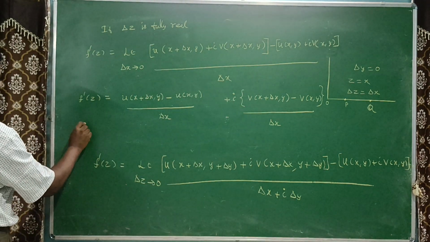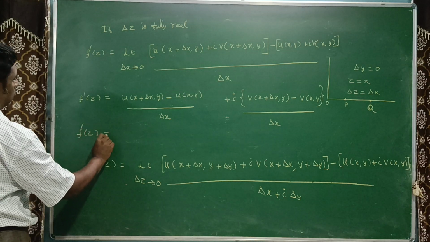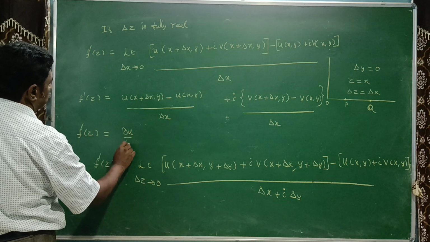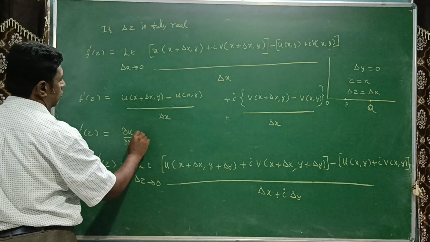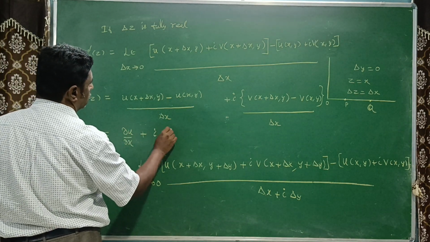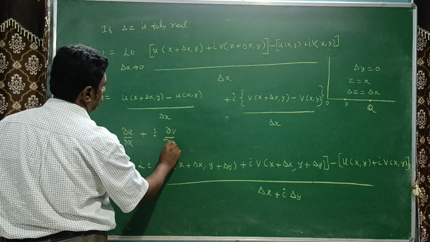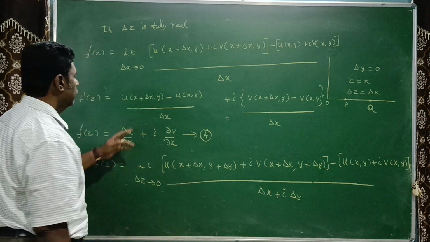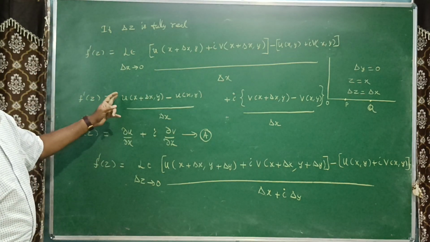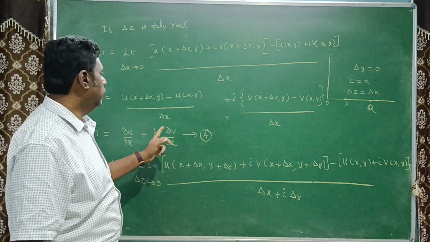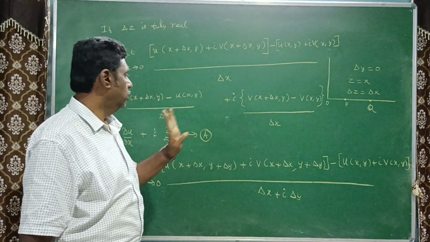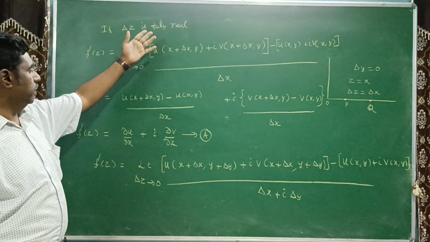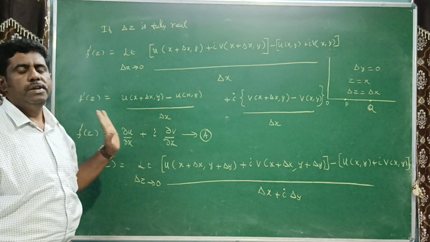This is f dash of z, which is equal to ∂u/∂x plus i into ∂v/∂x. Assume this one as equation A. This is ∂u/∂x plus i into ∂v/∂x. This is equation A. If delta z is fully real, we can get this equation A.